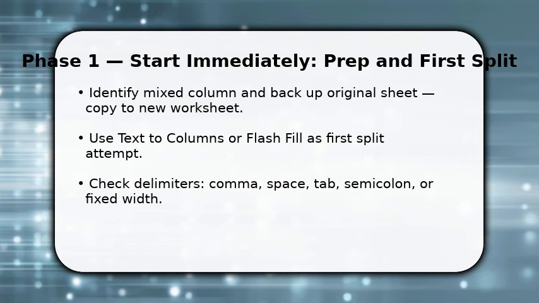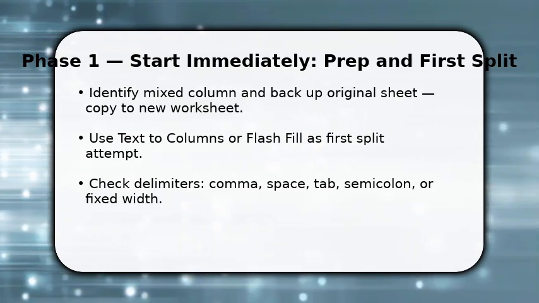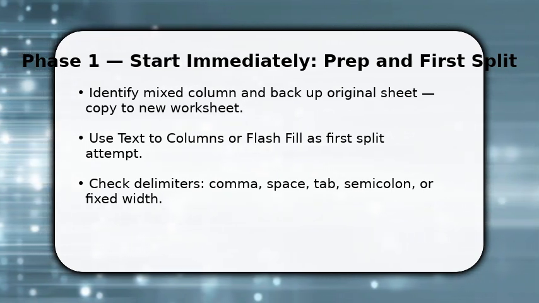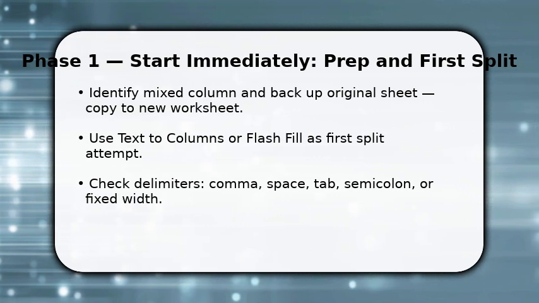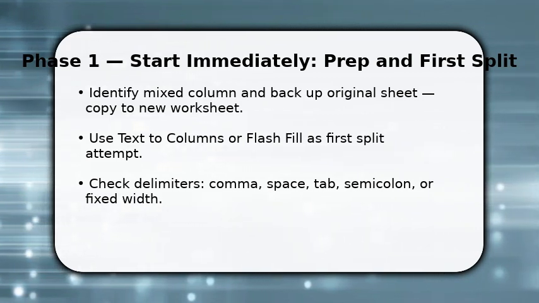You begin by isolating the data. Copy the sheet and work on the duplicate so you can revert if needed. Next, select the mixed column and try text to columns using the likely delimiter, comma, space, semicolon, or fixed width, because it's fast and reversible.